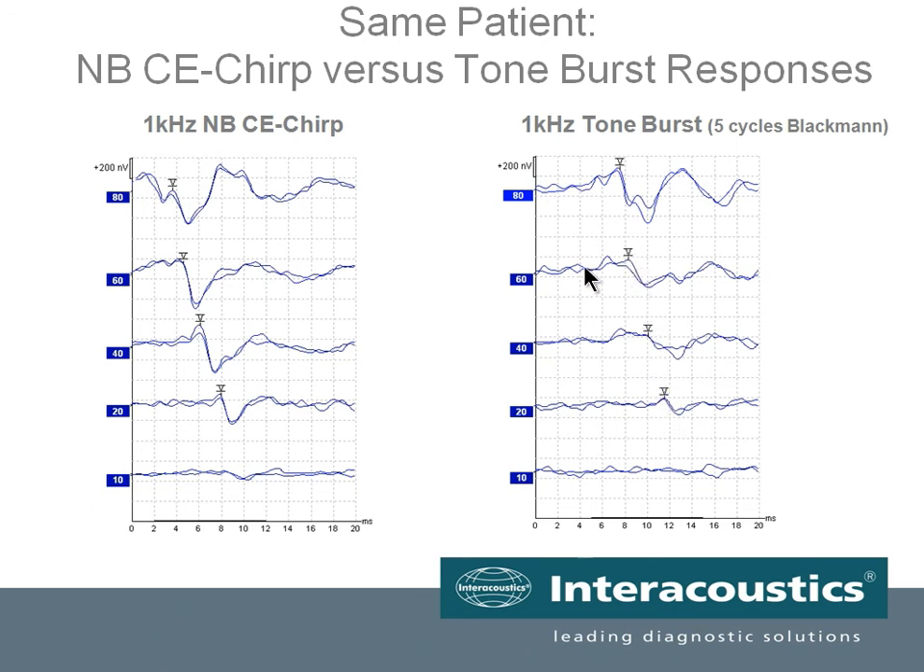Also note that the latencies of the narrowband CE-Chirps are shorter here compared to here. That is due to the way we have positioned the CE-Chirp in the time domain and has actually nothing to do with the travel time inside the cochlea. So there are normative data for the latencies for narrowband CE-Chirps to tell you where to look for the response peaks.